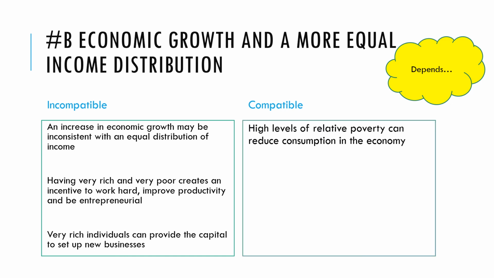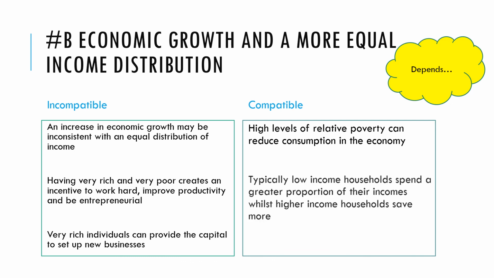On the flip side, you might say they're incompatible because if there are high levels of relative poverty and an unequal distribution of income, this can reduce consumption in the economy. This is particularly the case because low-income households tend to spend a greater proportion of their incomes, whilst higher-income households tend to save more. So again, this one really depends.